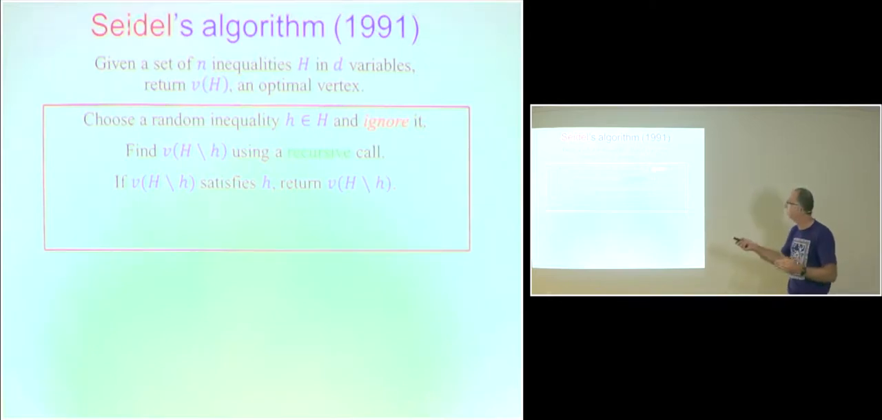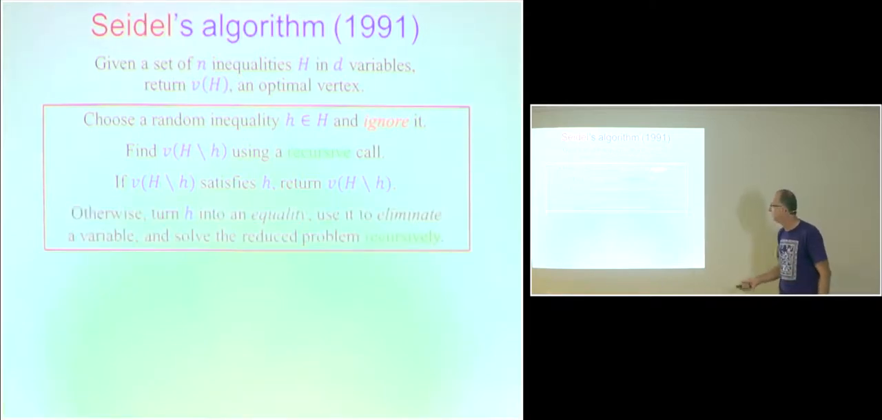Now, what Seidel does is explicitly use this equality to eliminate one of the variables. And now we have a problem with a smaller dimension, and we recurse. So otherwise, turn H into an equality, use it to eliminate a variable, and solve the reduced problem recursively. That's almost the whole algorithm.